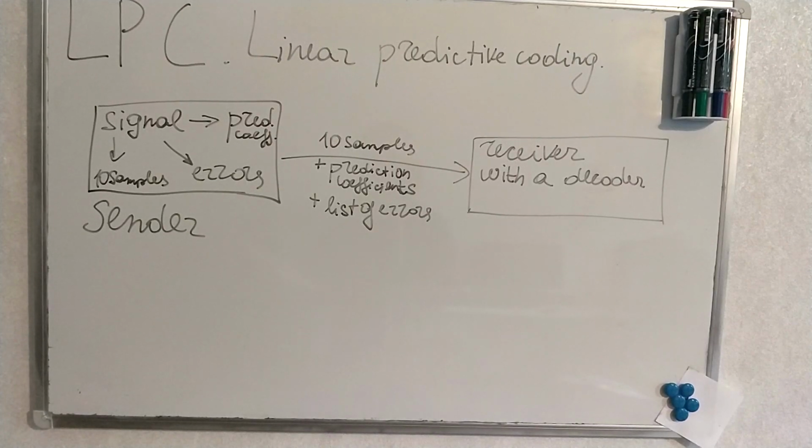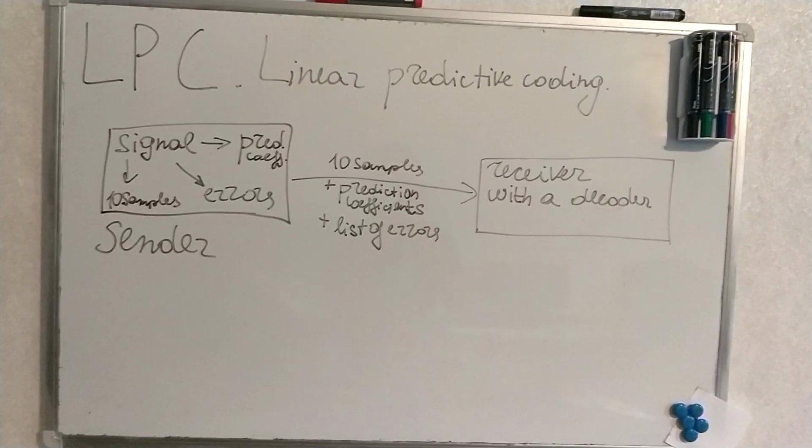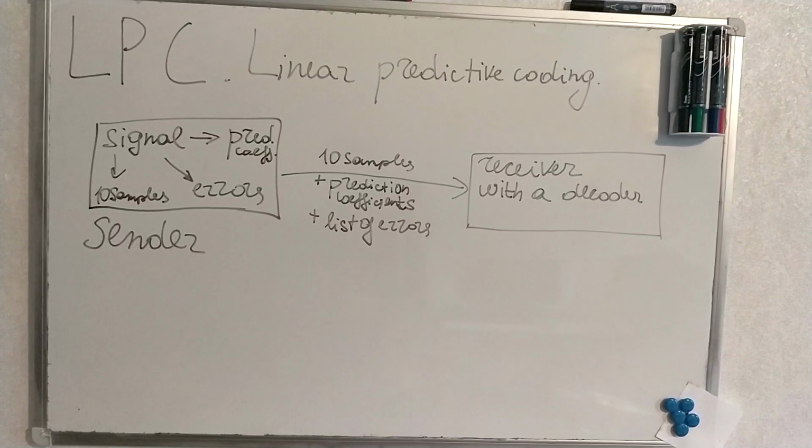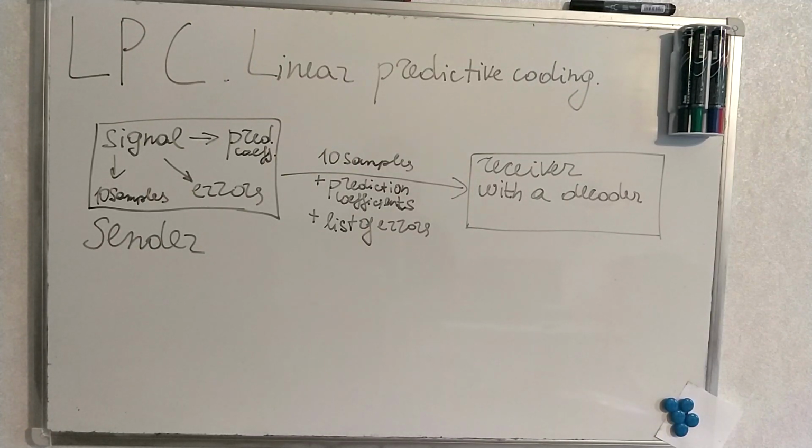Today we have LPC, linear predictive coding. So, what it does, instead of transmitting the whole signal, LPC creates a model that can be used to predict the signal. Imagine a sender and a receiver.